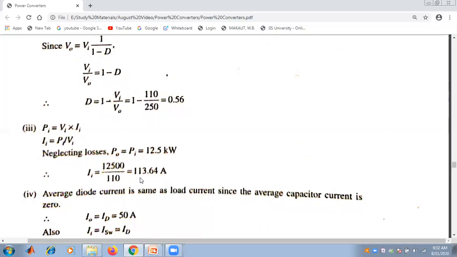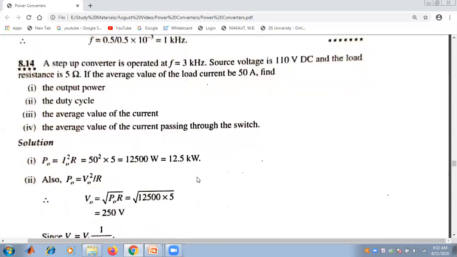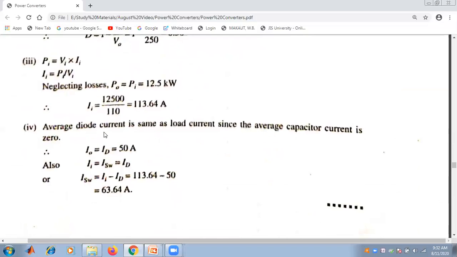Our fourth problem is to find the average value of the current that is passing through the switch. The average diode current will be the same as the load current, since the average capacitor current is zero. So we can write that I0 equal to ID equal to 50 ampere. That is, the average value of the load current is equal to the diode current, since the average value of the capacitor current is zero.